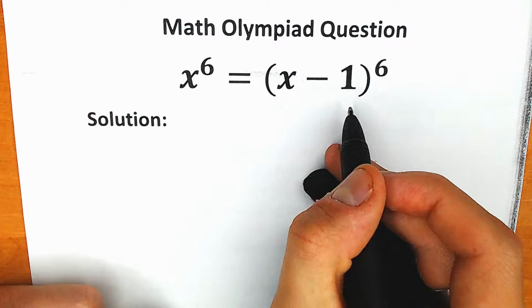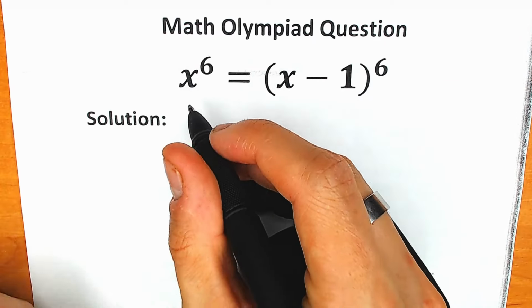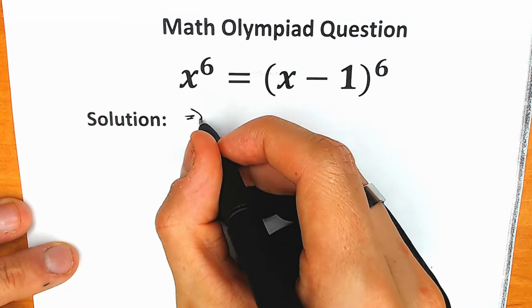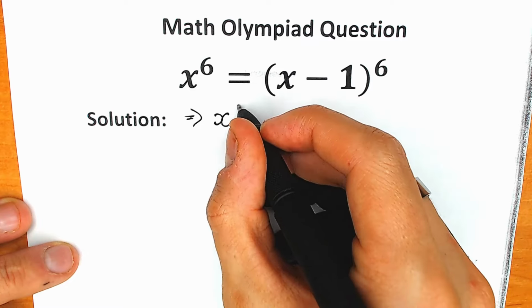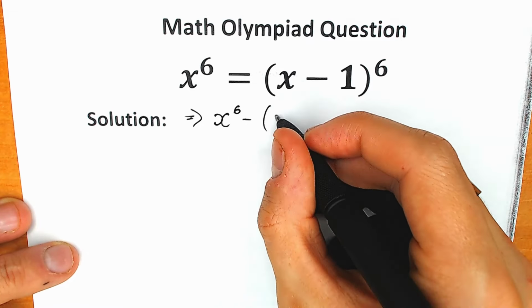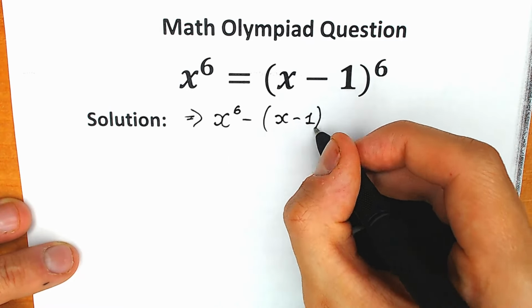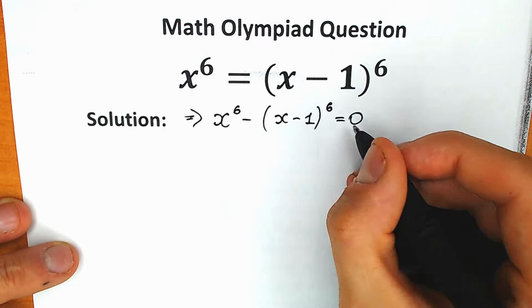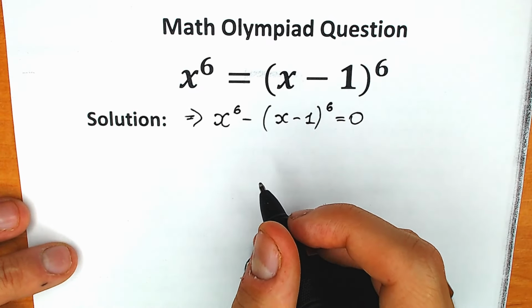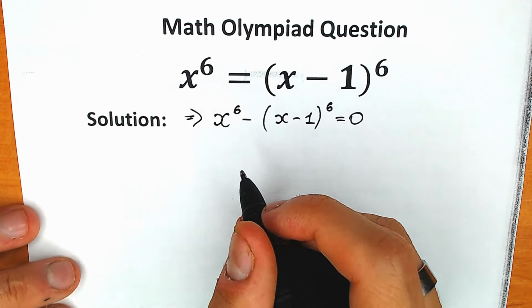So first of all, let's write this expression on the left side, but with the negative sign, so I hope you understand it. Right now we have x to the power 6 minus (x minus 1) to the power 6 equal to 0. I really hope you understand this first step. What are we going to do next?